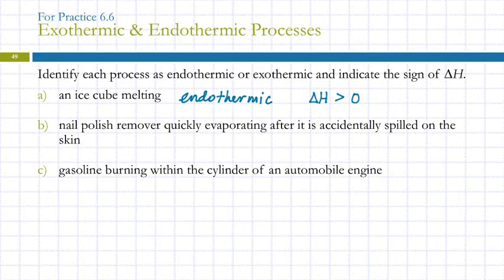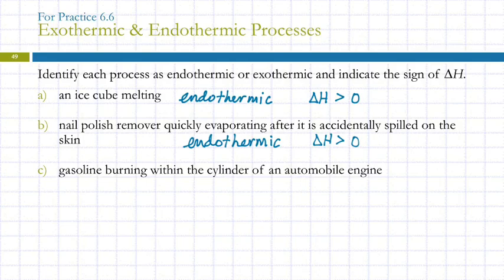So the nail polish here is what we're looking at as the system. But we can't identify or talk to the nail polish remover. What we experience is our skin. Our skin experiences a cooling effect. Right? So that means that the heat is leaving our skin and going into the nail polish. So for the nail polish, is this endothermic or exothermic? Endothermic. And because it's endothermic, delta H is going to be positive, greater than 0.